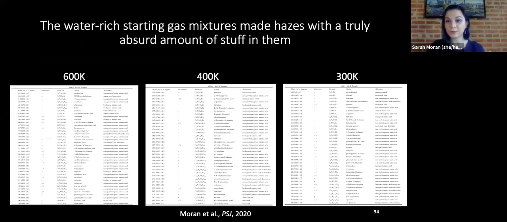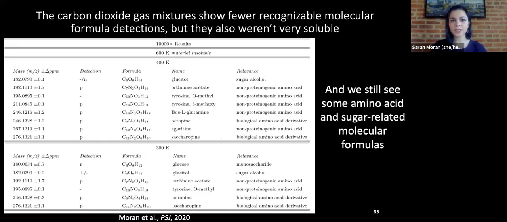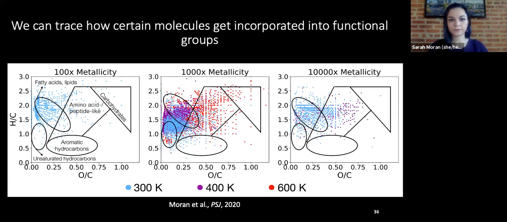I don't expect you to be able to read this. This is just to kind of illustrate that we made tons and tons of different identifiable prebiotic molecules, or things that are consistent with prebiotic molecules in the water-rich cases. And so this is just to show you that there's a lot of them. And then this is from the carbon dioxide rich mixture. Not as many, but still a number of these interesting different kinds of molecules.